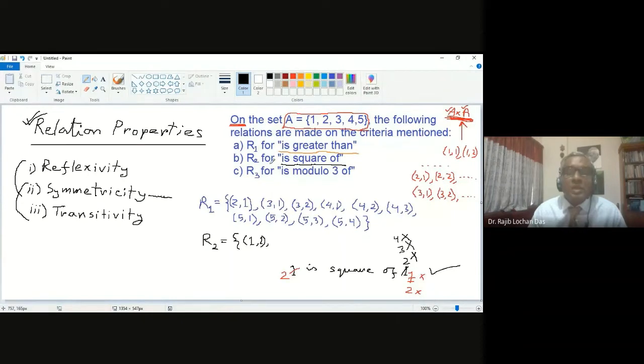And in the same way, 3 is a square of 1, 3 is a square of 2. You will check like that, and then if it is okay, you will take it here in R2. So actually we will get another one. 4 is a square of 2. It is correct. And no other elements. So this is R2.